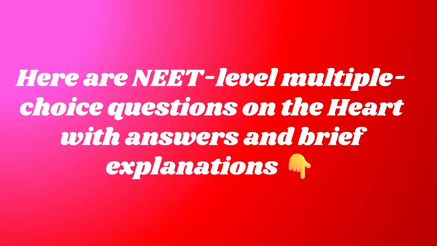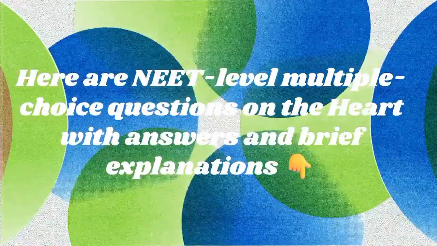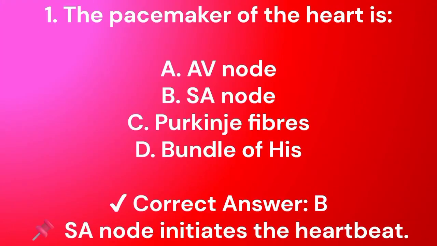Here are multiple choice questions on the heart with answers and brief explanations. 1. The pacemaker of the heart is: A. AV node, B. SA node, C. Purkinje fibers, D. Bundle of His. Correct answer: B. The SA node initiates the heartbeat.